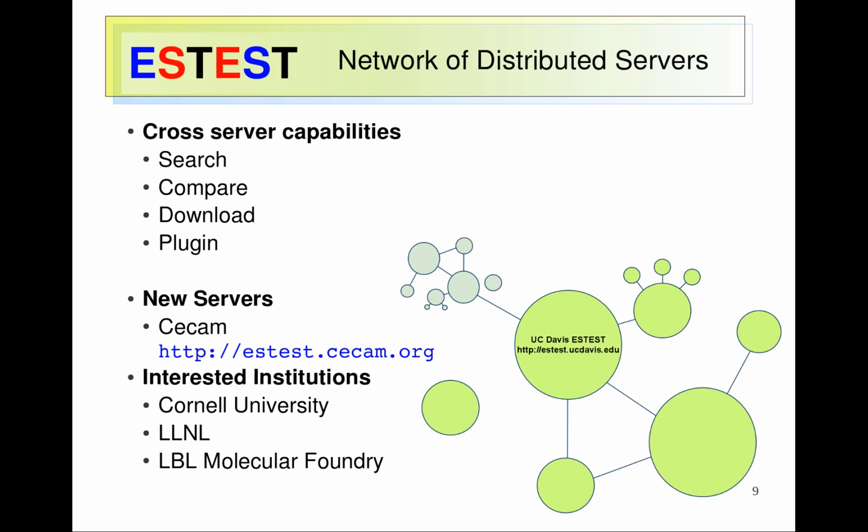At this point, I want to share with you our distribution model for ESTEST. Our philosophy is that any individual group or institution can set up their own ESTEST server and connect to a wider network of servers capable of sharing data. Data hosted on some ESTEST server can appear in the search results and can be compared and downloaded with the results from other servers, all in one user interface. So far, we have interest in establishing ESTEST servers from Cornell University, Lawrence Livermore National Labs, Lawrence Berkeley National Labs Molecular Foundry, and recently at CCAM they have deployed a working ESTEST server that can be accessed at estest.ccam.org.